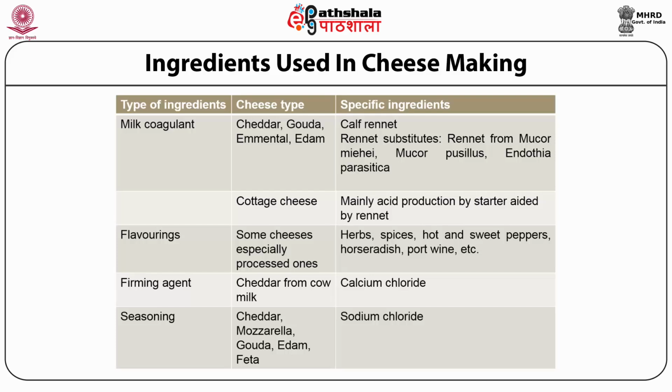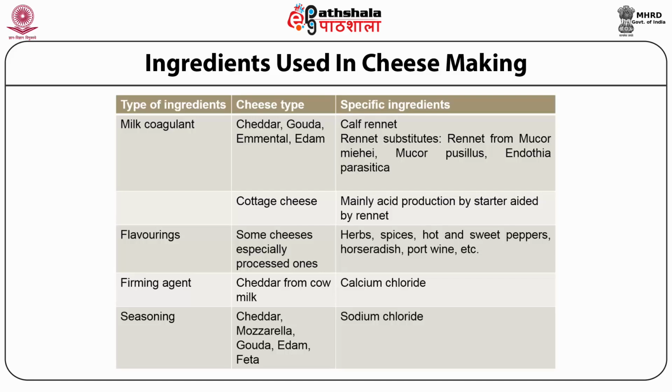Continuing with the ingredients used in cheese making, the next ingredient is the milk coagulant. For preparation of cheeses like cheddar, Gouda, Emmental and Edam, you can very well use calf rennet. However, based on some religious grounds, people would not like to take a non-vegetarian source, that is calf, and hence rennet substitutes have appeared in the market. You can use the rennet obtained from molds like Mucor miehei, Mucor pusillus and Endothia parasitica. These rennet substitutes act as good as calf rennet.